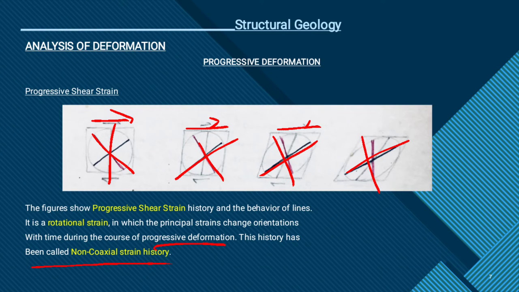See, this is a progressive shear strain and it is a rotational type. Since the principal axes do not coexist one by one after deformation, the history of such progressive deformation is known as non-coaxial strain history.